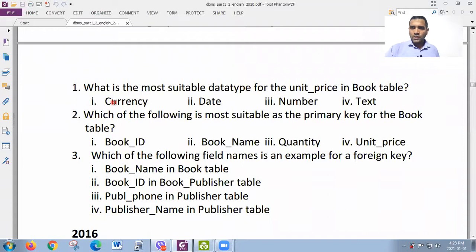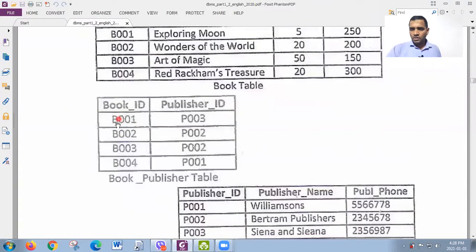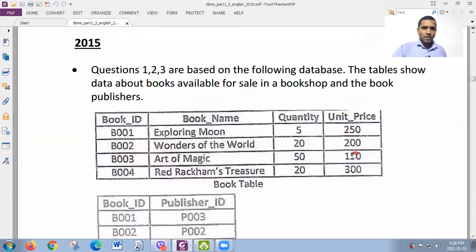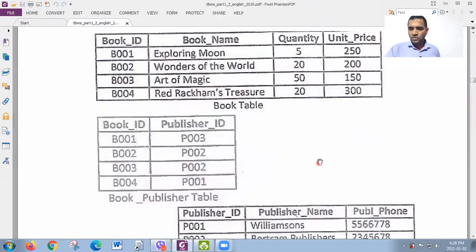What is the most suitable data type for the unit price in book table? Okay, so unit price. Take the book table. Here it is. Unit price. Look here. It seems to be number. So they seem to be number because you know they have numeric figures. But look at the field. It is unit price. So it is related to money. It is related to currency. So you can't say it is number. It must be currency. Okay. So answer is currency. But when it comes to quantity, it is okay. It's number, right? So because these are not money related values, so it is okay. It is number. Book name is text, right? Book ID also text because book ID has a letter and number. So that is text. Okay. So here the question is unit price. It is currency. So what's the options? First answer.